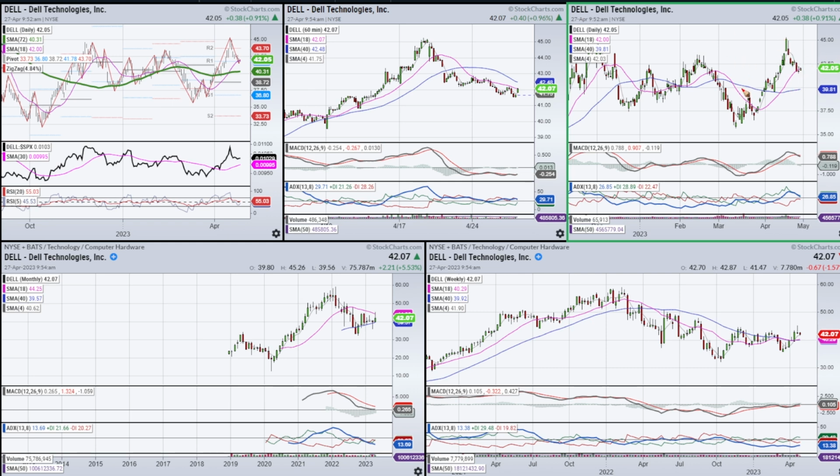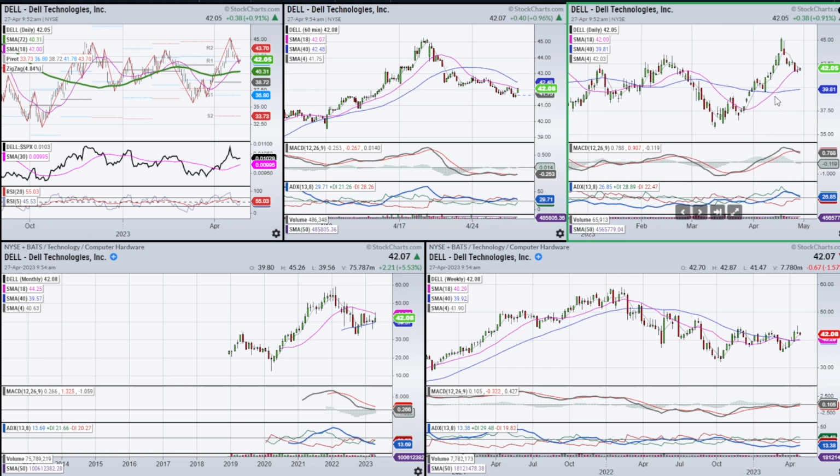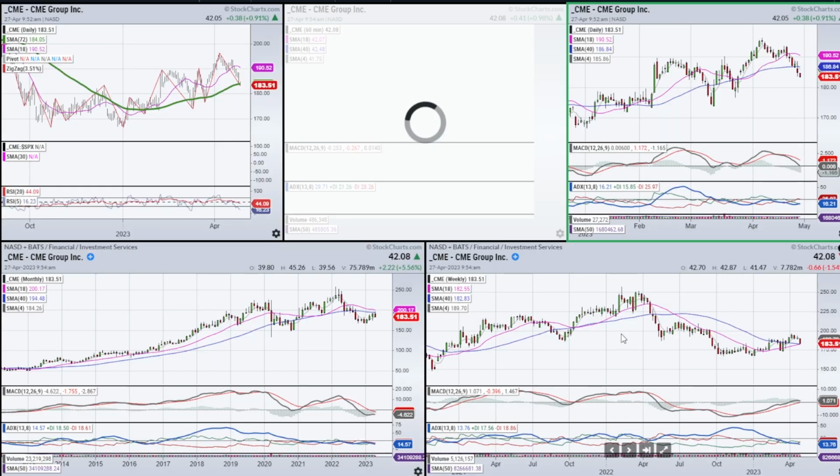All right, that's the play we want to be looking for in some of these stocks that are breaking out from an overbought condition. Let that happen. Let it pull back. Let it hold and turn back up.